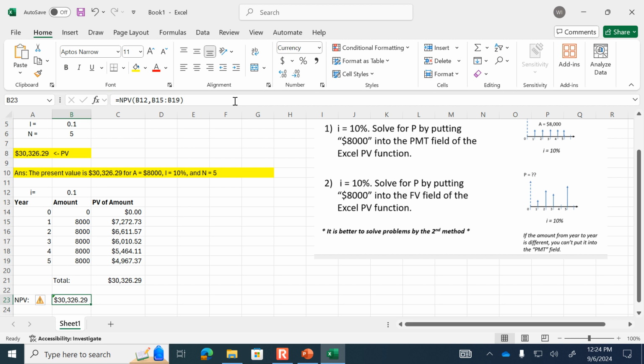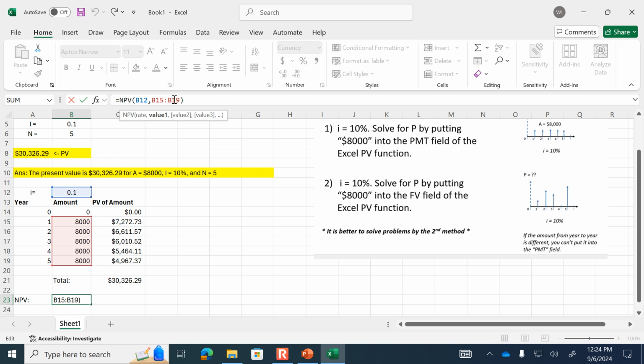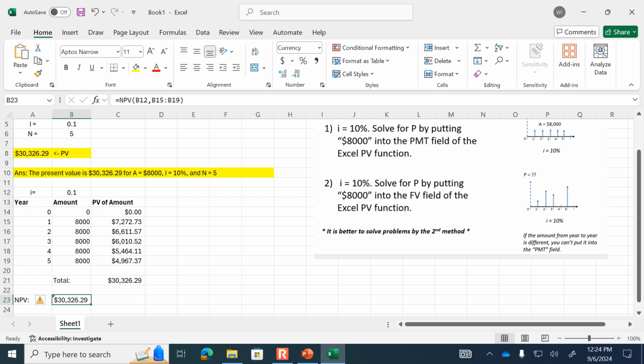All right, so 30,326 and 29 cents, and the way we did it was we put in the location, and it's reading it from top to bottom as year 1, year 2, year 3, year 4, year 5, and then it's automatically finding the present value of each amount and summing them together. So it's kind of completing all of the same tasks that we used in this full table in a single function, NPV. So it's useful.